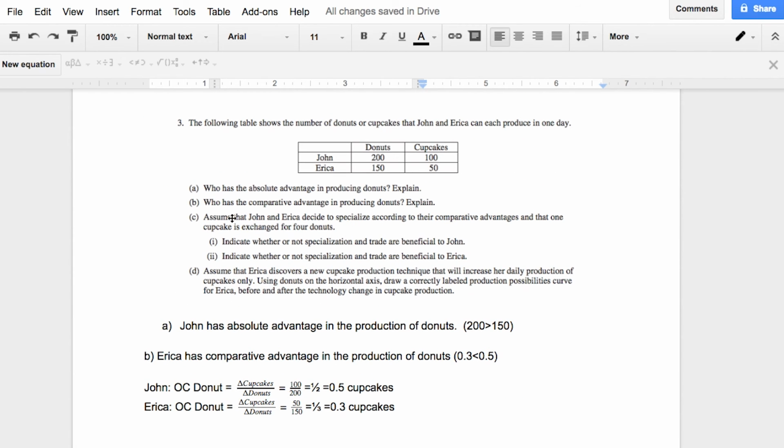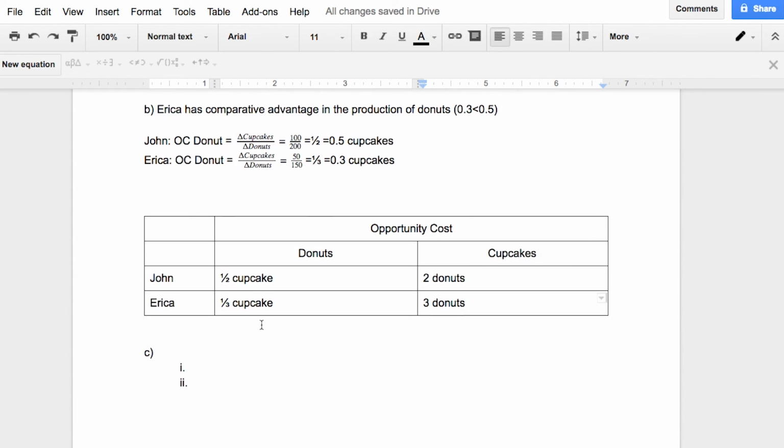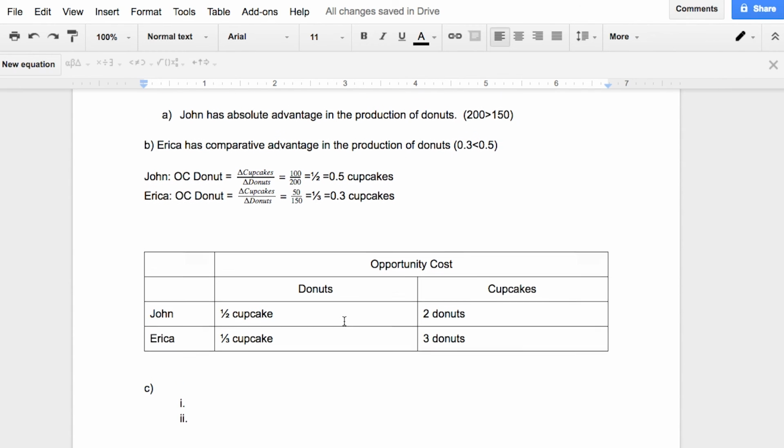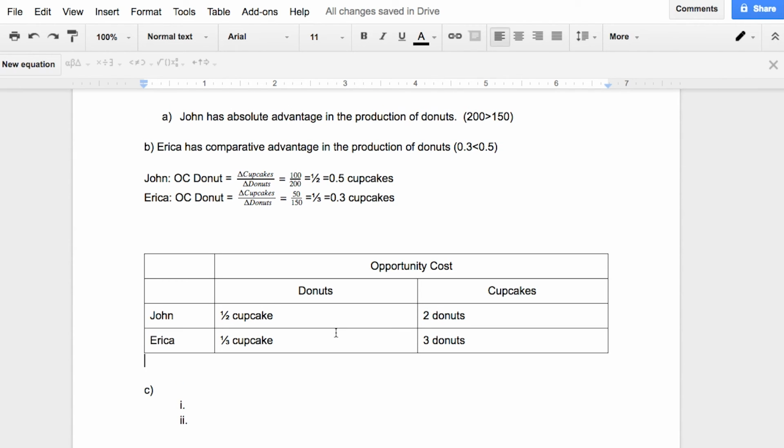So let's look at part C. Assume that John and Erica decide to specialize according to their comparative advantages and that 1 cupcake is exchanged for 4 donuts. Indicate whether or not specialization and trade are beneficial to John and Erica, respectively. So, comparative advantage is where each party has lower opportunity cost, right? So we have a lower opportunity cost here.